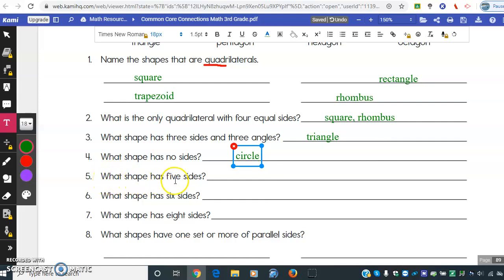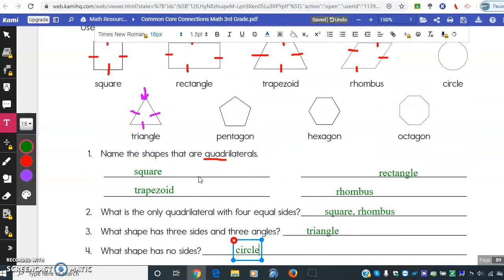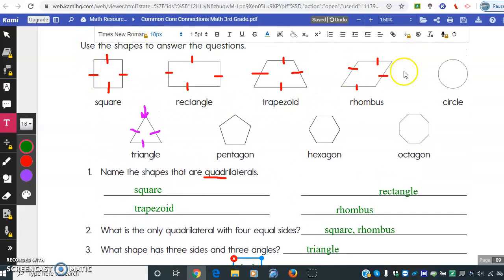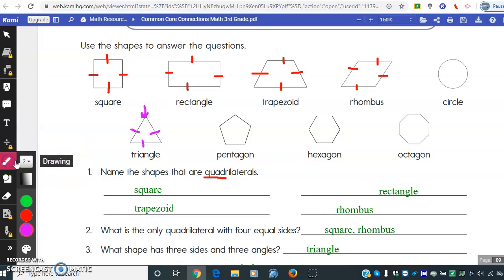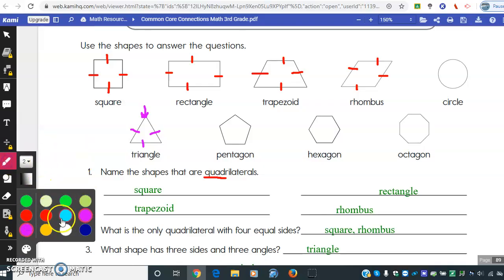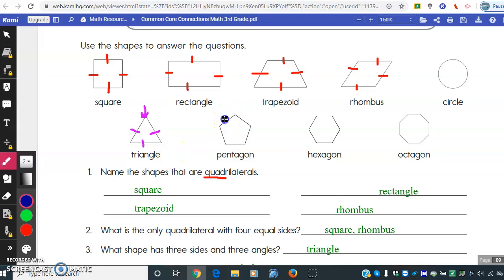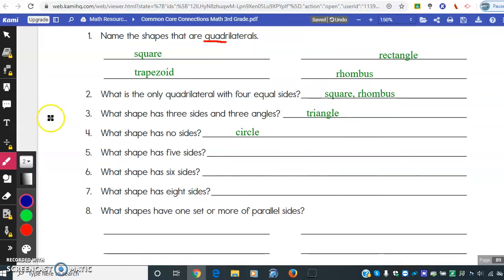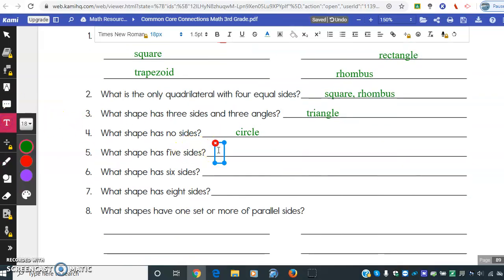All right, now I'm looking for the shape that has 5 sides. What shape has 5 sides? So let's come up here. I know these are not the right answer because these had 4. I know this one is not the right answer because it had 3. And I know the circle is not the right answer because it had 0. So I'm trying to find the one that has 5. Now, if you did page 1 already, you know what this shape is because we talked about this shape in page 1. And it's right here. 1, 2, 3, 4, 5. Pentagons have 5 sides. So we're going to go ahead and write down the word pentagon here.